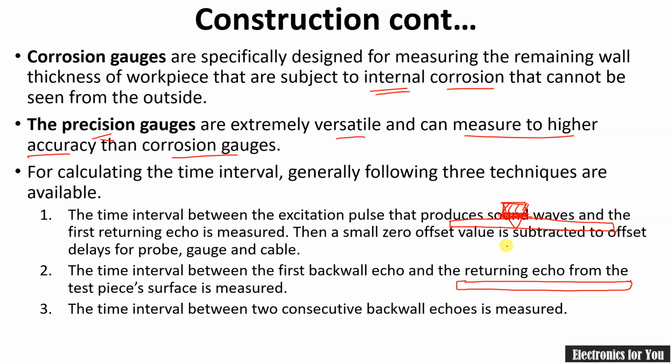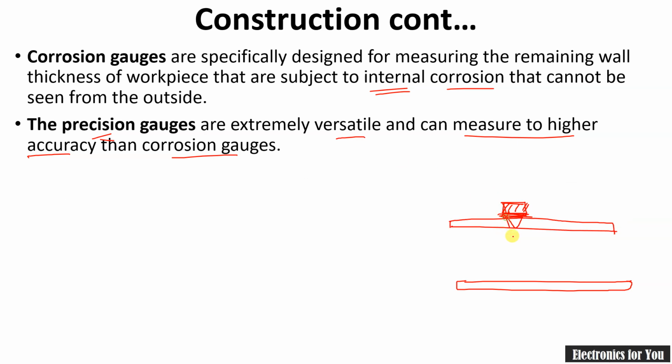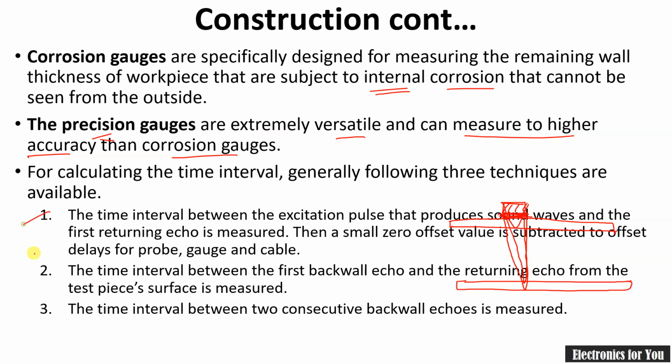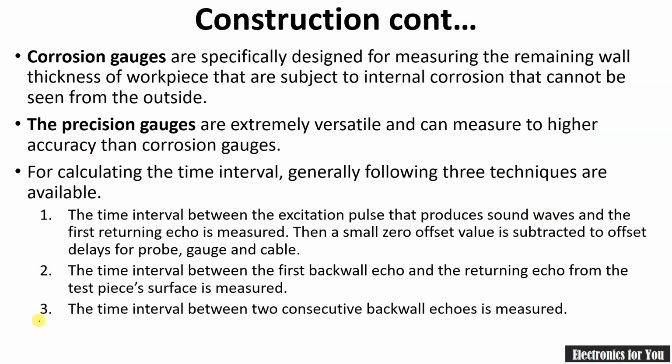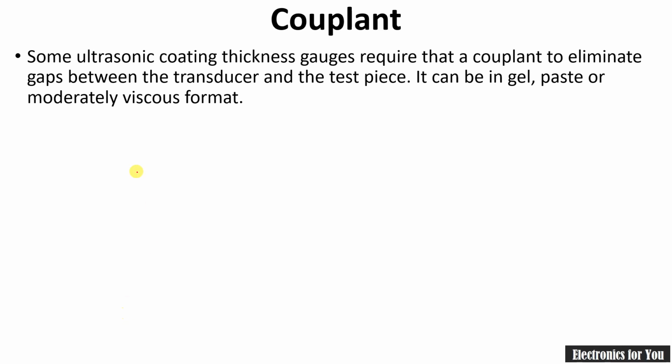The next one is you can measure the thickness from this point to this point. Again, you can measure the thickness up to this point. So there are three different intervals. These are given here. You can read it and you can understand it. So these are the precision gauges.